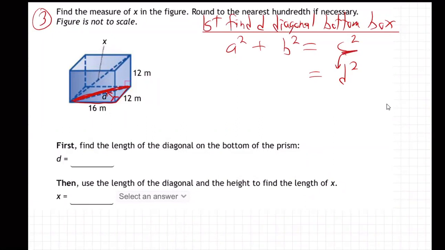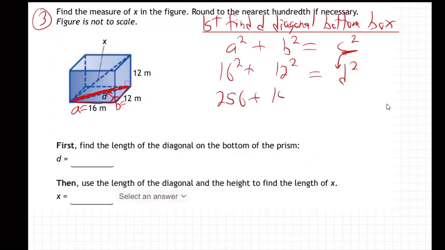Whenever you use the Pythagorean theorem, you've got to identify the c first, find out which side is the longest side. That's called the hypotenuse. That's the side across from the right angle. And in this case, we're calling that D for diagonal. The other two sides, this is the a and this is the b, or you could switch those around, it doesn't matter. So 16 squared plus 12 squared is D squared. All right, let's use our calculator.